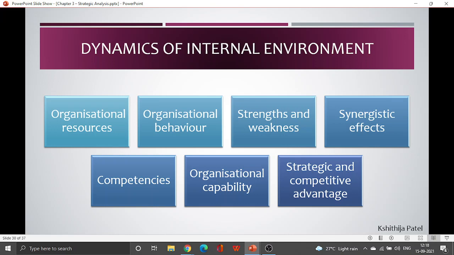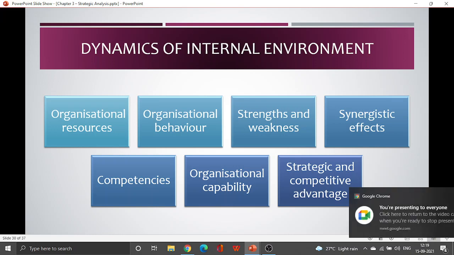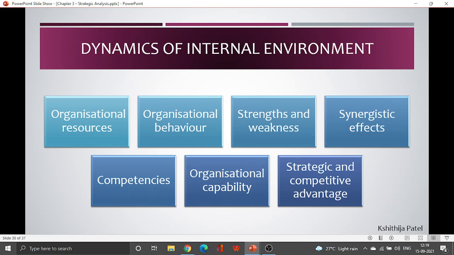So the coordination, cooperation, or what we can call the interplay of an organization's resources, behavior, strengths, weaknesses, synergic effects, and also competences, helps it to excel in a particular field, and thereby it gives the organization the strategic advantage. So the nature of the internal environment of an organization can be determined by its resources, behavior, or the other elements that we spoke about. Now each one that we are speaking about, we shall see in detail: organizational resources, organizational behavior, its strengths and weaknesses.